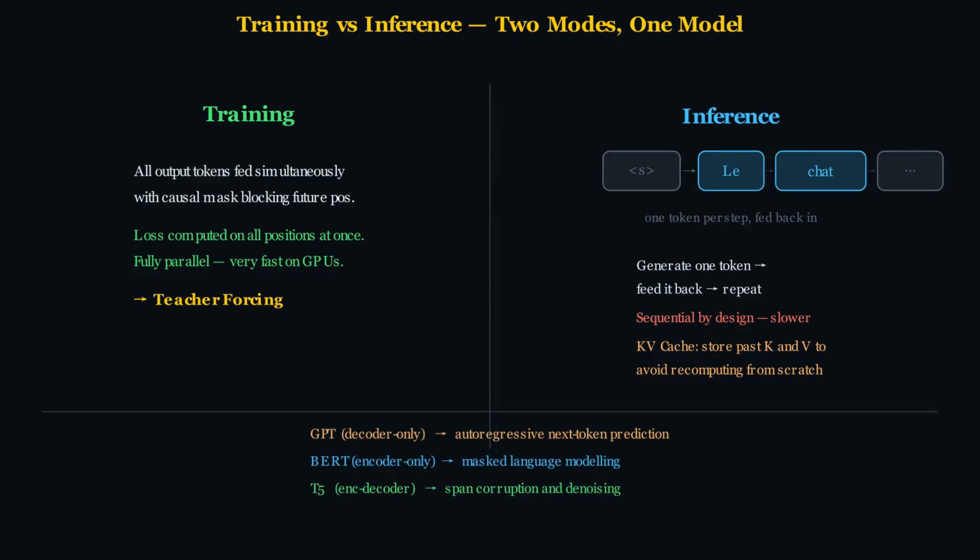Different families use different objectives. GPT predicts the next token. BERT predicts masked tokens. T5 reconstructs corrupted spans.